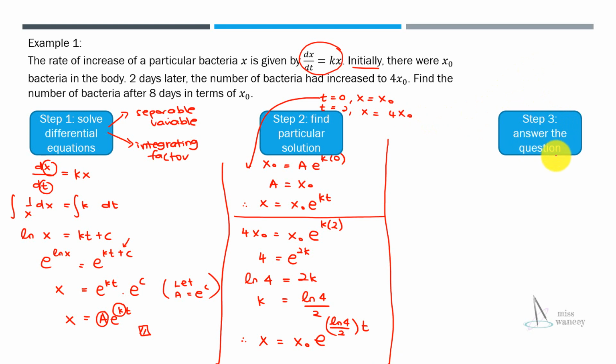Okay, so step number 3, we have to answer the question. The question asks, find the number of bacteria after 8 days. So now I know that t is equal to 8. What is the value of x? So x is equal to x0 e to the power of ln 4 over 2 multiplied with t. The t now is 8. So using our calculator, this one is 256 x0. So that is your final answer.